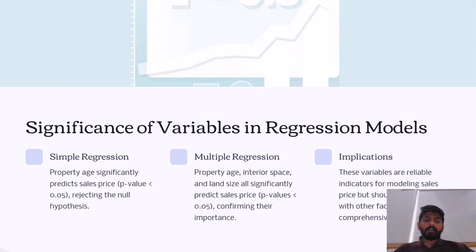On this slide, I am talking about the significance of variables in regression models. In both models, property age proved to be a significant factor. In the multiple regression, interior space and land size were also significant. This finding suggests that these variables are strong indicators of sale price and can be useful in property valuation.